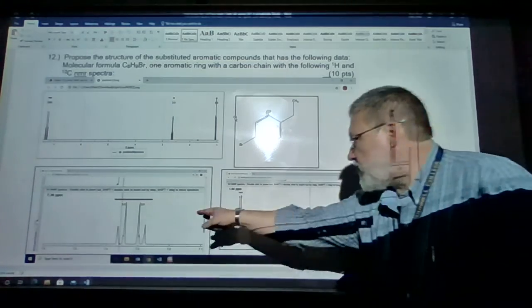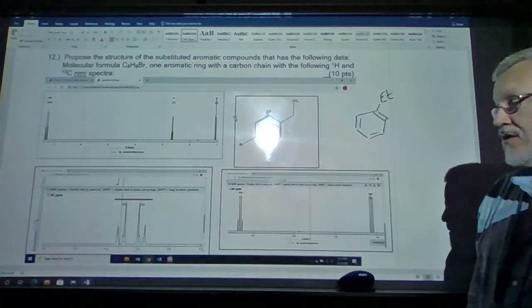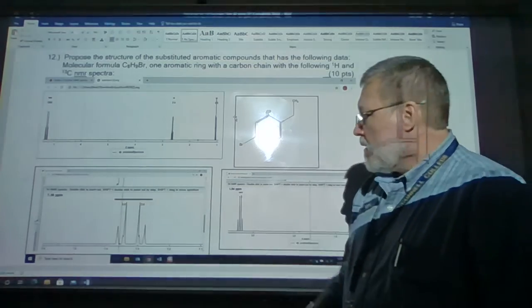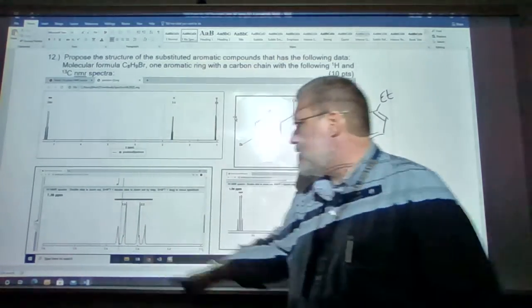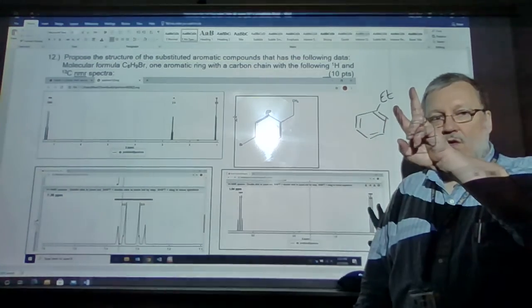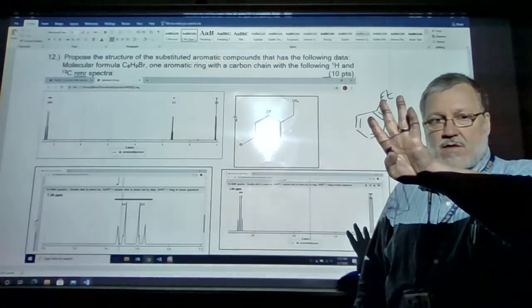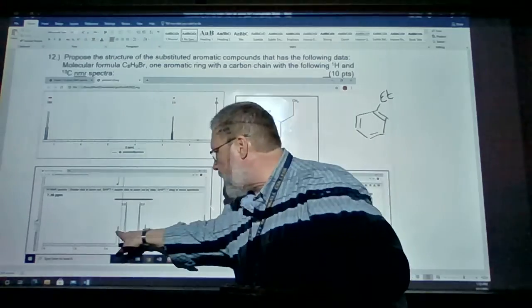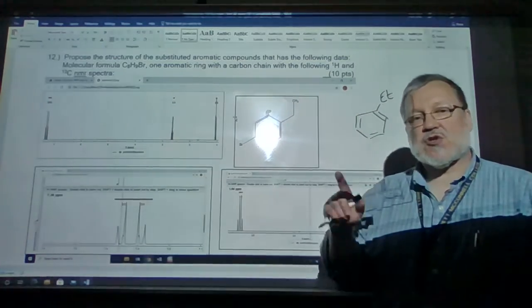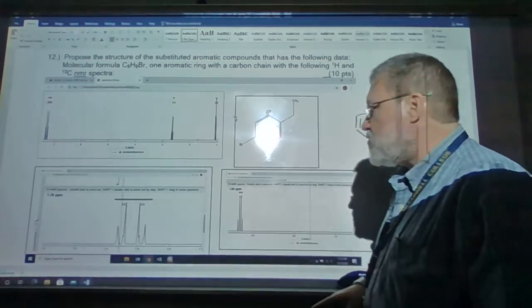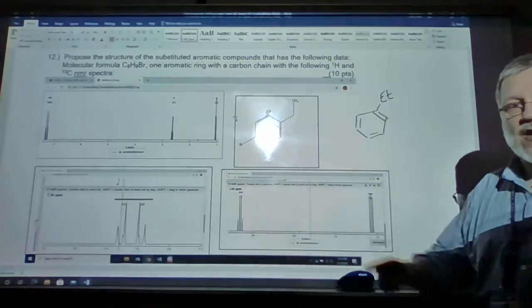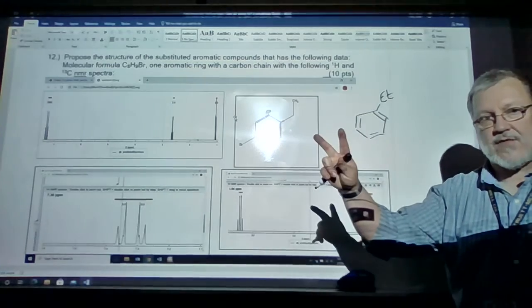Would that give you that splitting pattern and that integration? No, it wouldn't. Here is one kind of hydrogen, here is one kind of hydrogen. We have 4 total hydrogens, but we're seeing 2 peaks. Each peak integrates to 2 hydrogens. So we're saying we have some sort of substitution on our aromatic ring such that we only have 2 kinds of hydrogen.